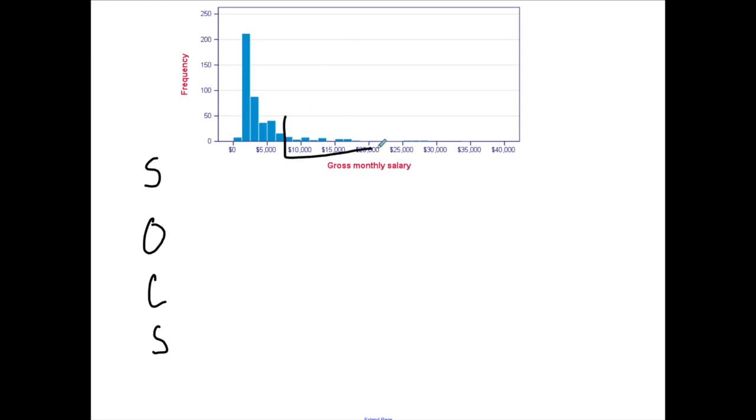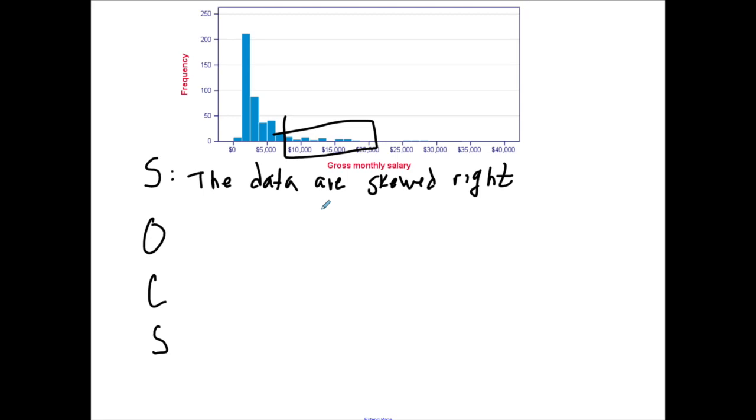Here I see that I've got data off to the right. So this indicates that the data are skewed to the right. Okay.